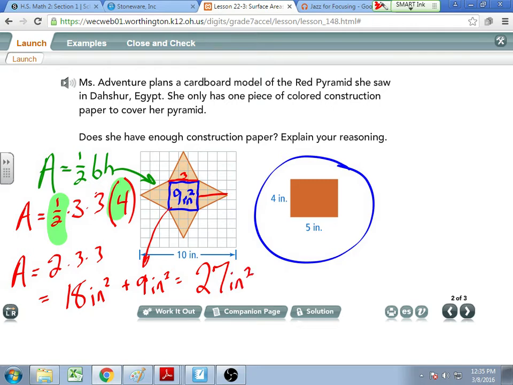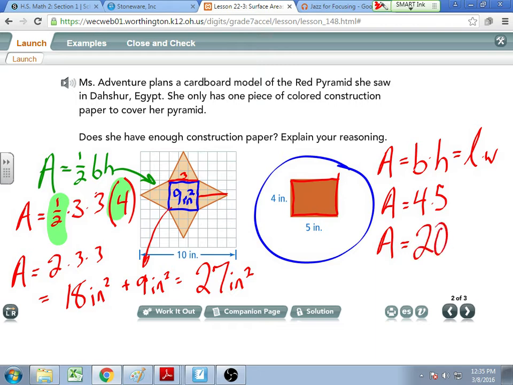Now when I look at my piece of paper over here, I want to look at what area I have in the total piece of paper. And since it's a rectangle, we know that area would be base times height, which would just be the 4 times the 5. And of course, this could be base times height or length times width or whatever you want to call it. And 4 times 5 ends up giving me 20 inches squared. So it looks like I do not have enough paper to make that entire image.